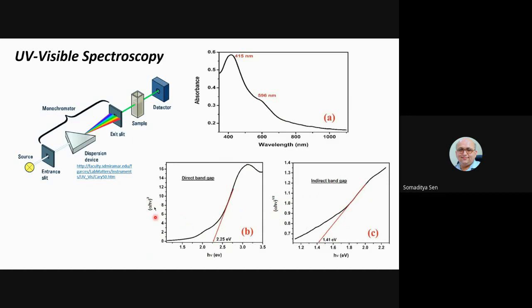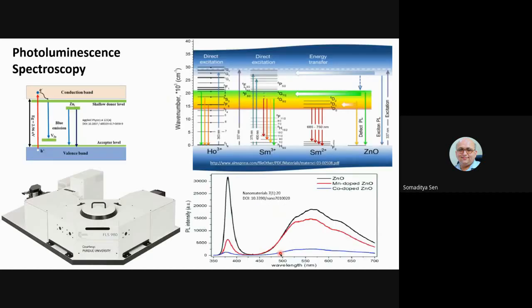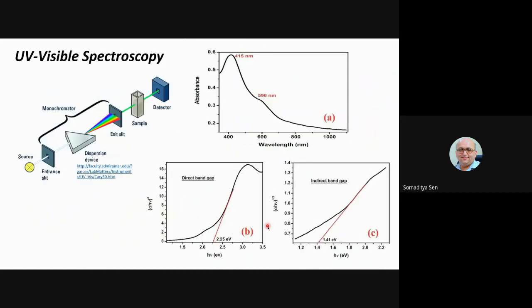Okay, so we multiply these two factors and then take the square root of it and find out this thing. Okay, now in this way we can find the band gap of the material. I'll come to the band gap results later on, how they change with composition.